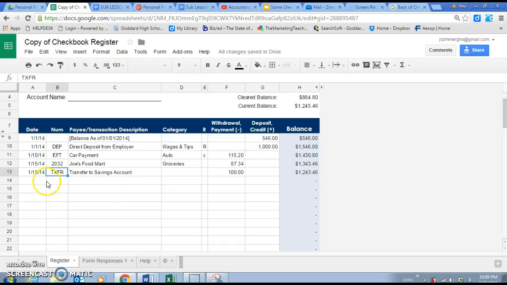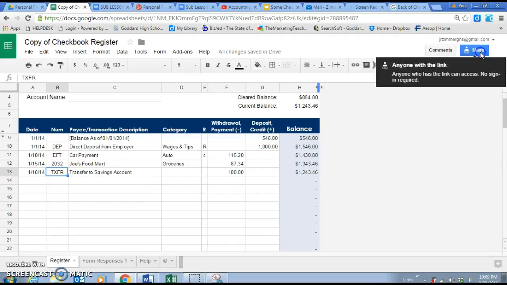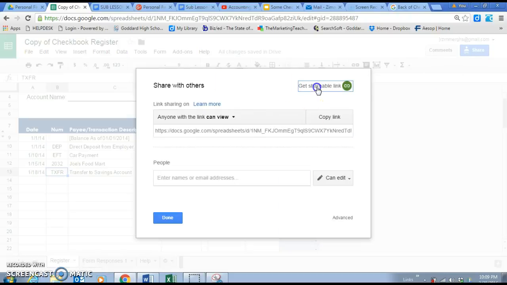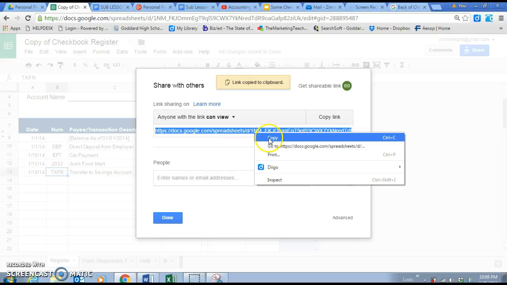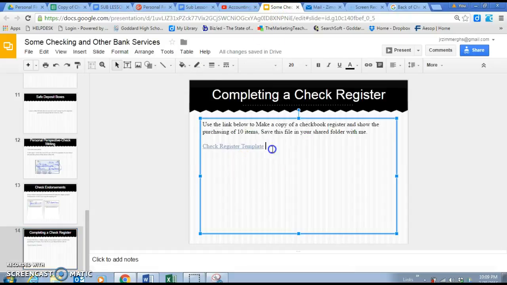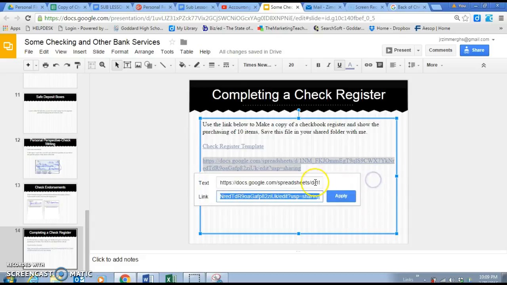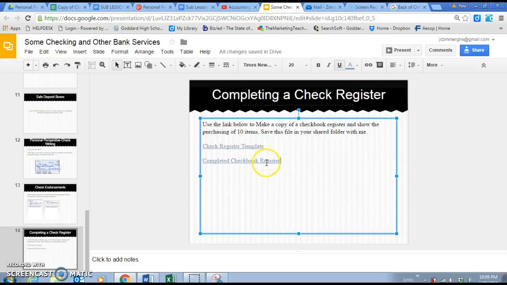So I encourage you now to go in and fill out your own 10 transactions. I want you to put your own 10 transactions in here, and then paste the link by going to share and copying the shareable link, and then copy that link back into your set of slides underneath the template. Just go Control V, hit spacebar. If you click on it once, it'll give you a change option, and you can call it completed checkbook register. All right, that is the last thing I have for you to do today. So whenever you finish your checkbook register and the 10 transactions that have occurred for you, you are done.